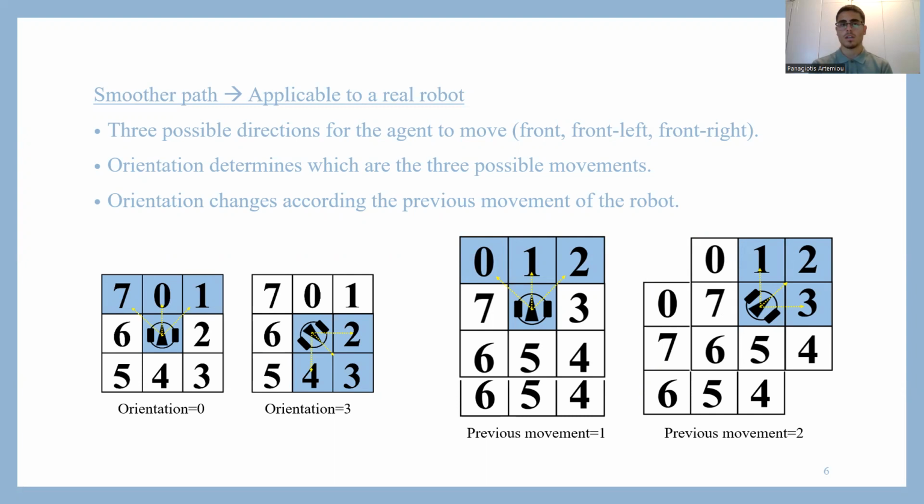The orientation itself changes according to the previous movement of the robot. So, for example, if the previous movement was 1, the orientation becomes 1, and the 3 possible movements will be 0, 1, and 2. And if the previous movement was 2, the orientation of the robot changes to 2, and the 3 possible movements are 1, 2, and 3.